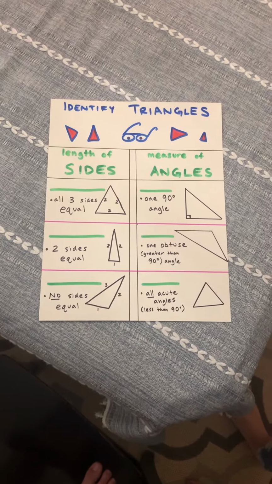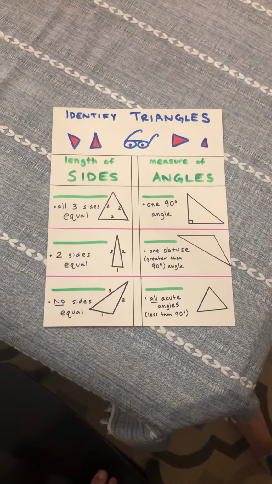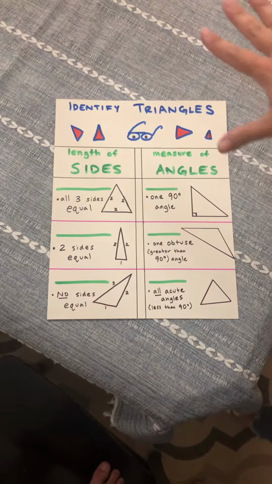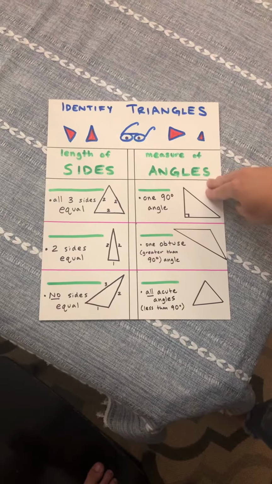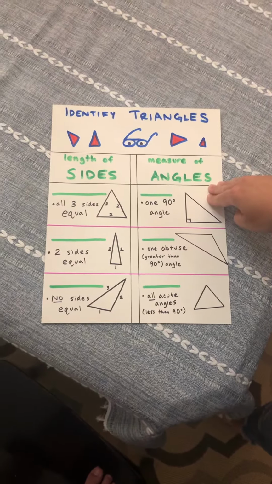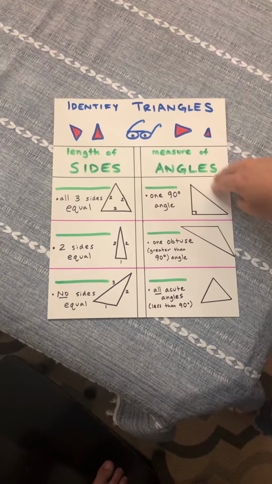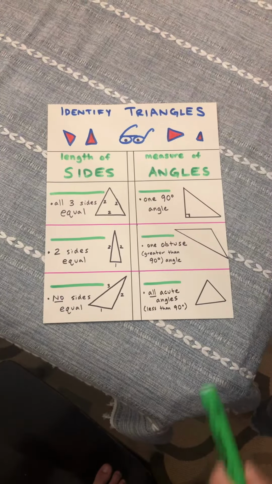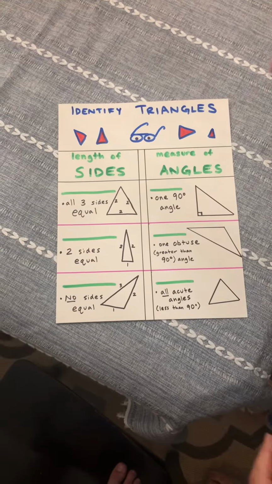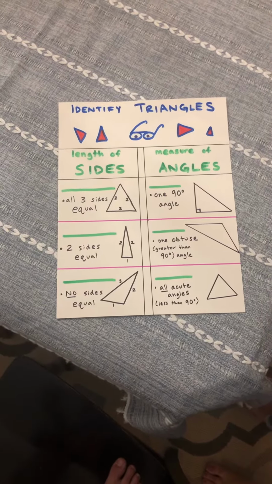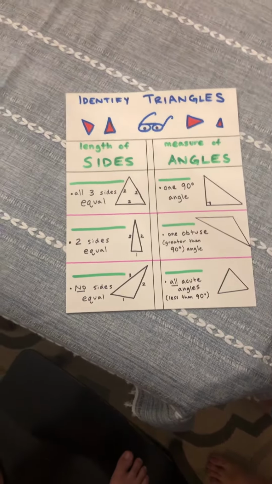All right, boys and girls, we're going to talk about identifying triangles. And this is an actual anchor chart that we're going to put up in the classroom later on. So we have to be real careful with how we write in all of these terms, okay? Remember, we just went over the vocabulary for all those different names of triangles. So now we're going to talk about identifying them.